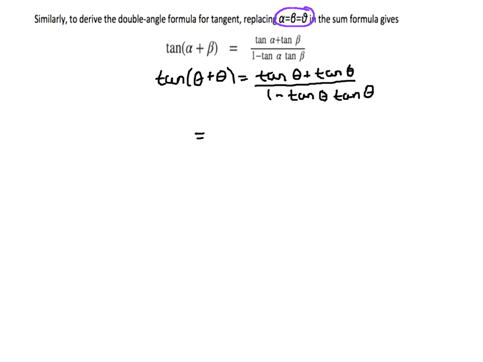Okay, so I have like terms in the numerator. I can call that 2 tangent thetas. And in the denominator, I have 1 minus tangent squared theta. And that's your identity. So let me write tangent of 2 theta. So we have the tangent of 2 theta equal to that right side right there.